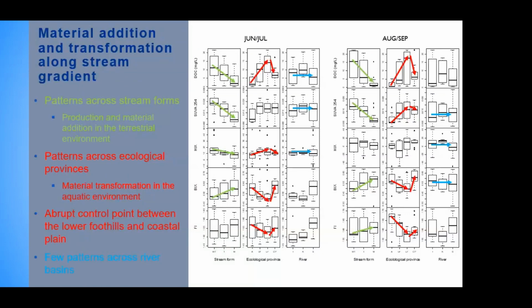All right, so what did we find? These are some preliminary results. We did find some patterns across stream forms. There was production and material addition in the terrestrial environment. You can see it with the high DOC concentrations on the left in the water tracks, decreasing toward the main stem. There were patterns across ecological provinces. You see material transformation in the aquatic environment in the red arrows. Interestingly, there was an abrupt change in direction between the lower foothills and the coastal plain. And there were few patterns across river basins. Everything was flat across river basins, which suggests that glaciation might not be as big of a deal. And it's the former two factors that are more important in controlling stream water chemistry.